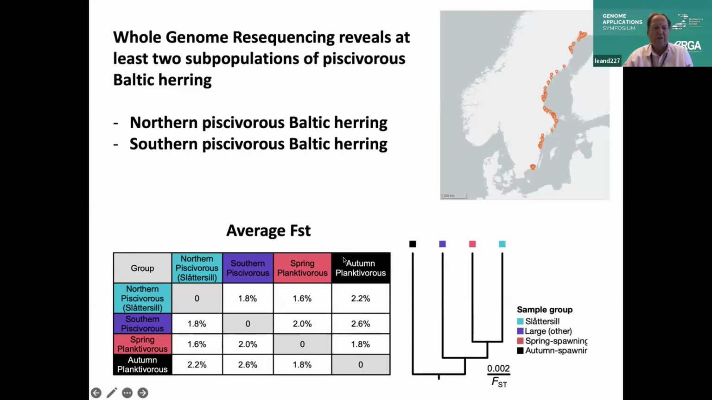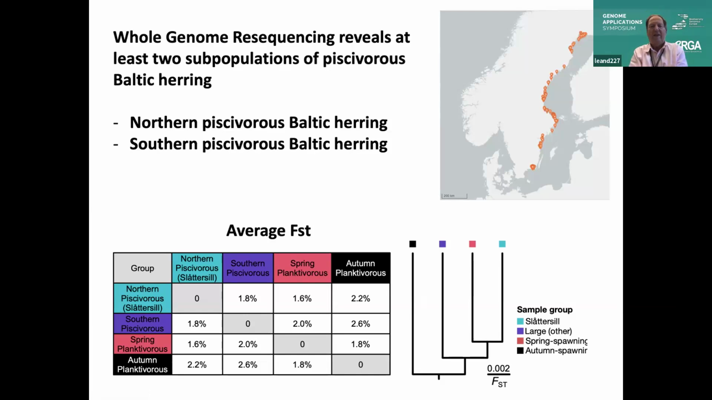And this is the average FST between them. And you can see the FST values between northern piscivorous, southern piscivorous, spring planktivorous, and autumn planktivorous. And you see the FST between them is in the range of 1.6 to 2.6% among these. So they're very low, because there is basically no genetic differentiation at neutral markers.